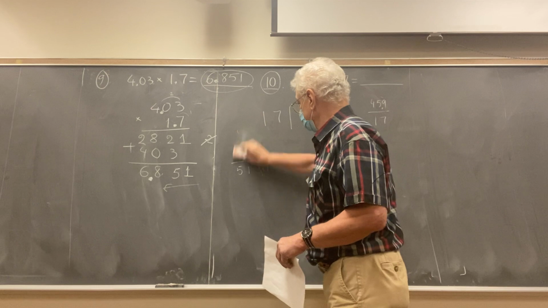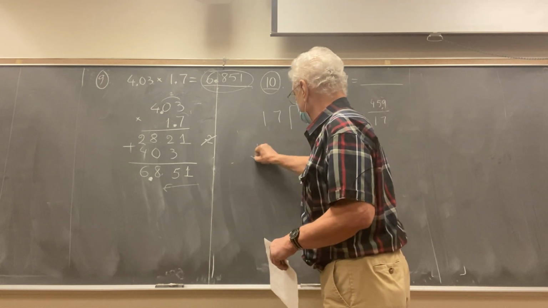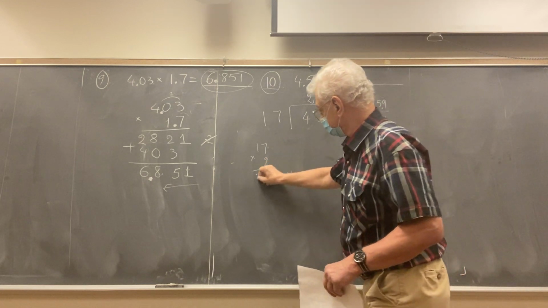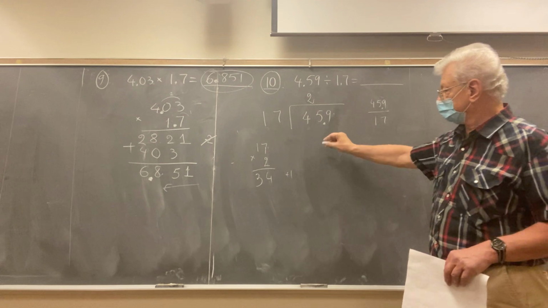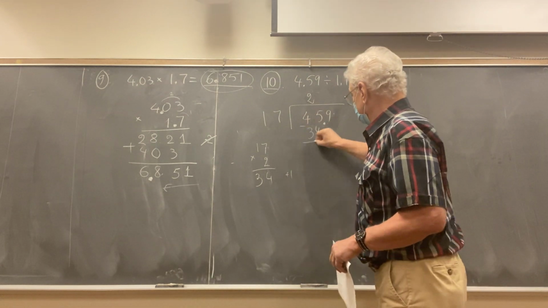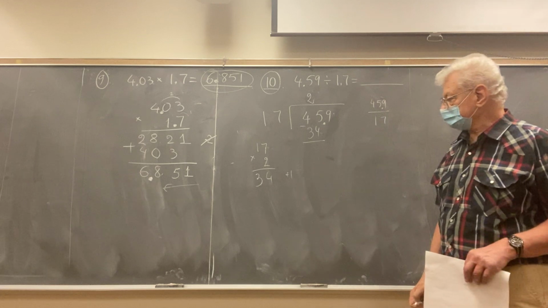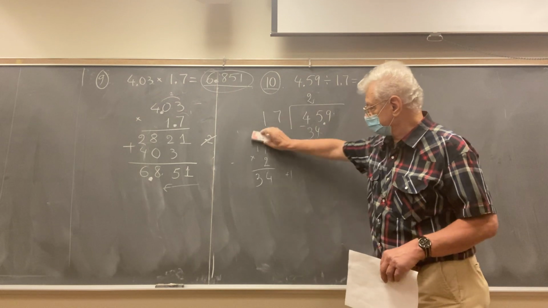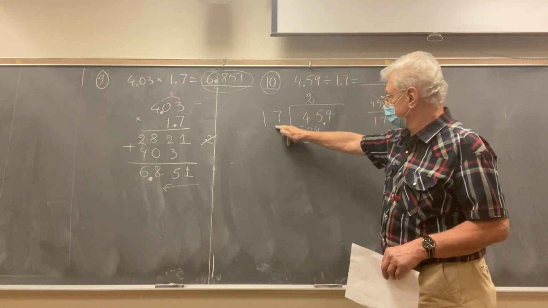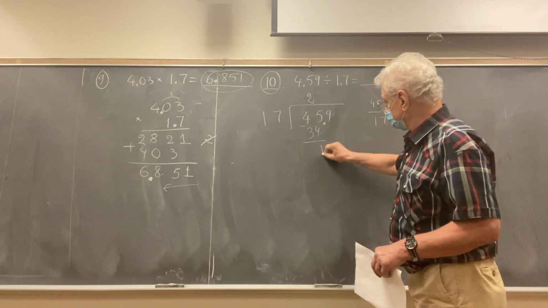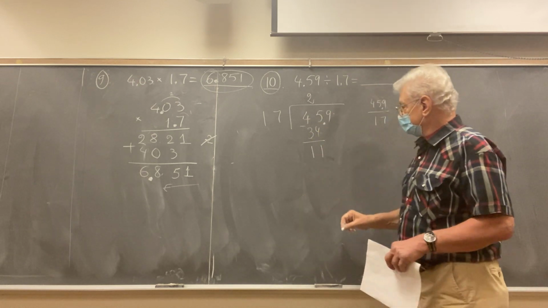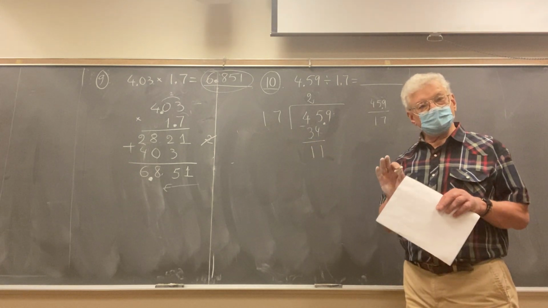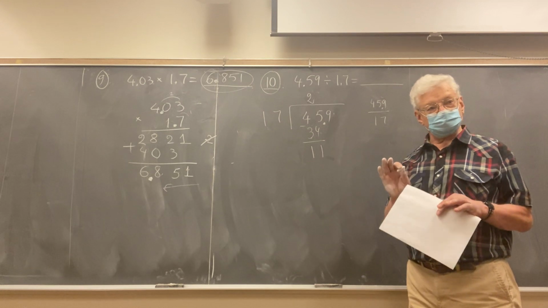Multiply 17 by 2. 2 times 7 is 14, 1 carried. 2 times 1 plus 1 is 3. So 34. 34 is less than 45, and this is good. Now subtract. I hope that everyone can do multiplication. So 2 times 17 is 34. Subtract: 5 minus 4 is 1, 4 minus 3 is 1. 11, by the way, is less than 17. So that shows that your division is good so far.